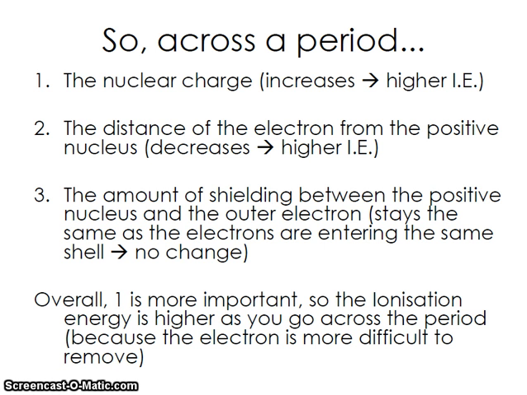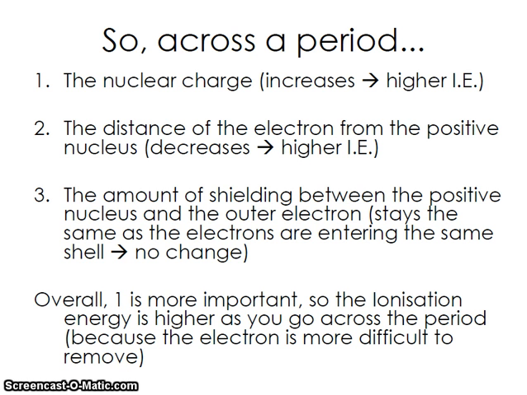Then lastly, the amount of shielding between the positive nucleus and the outer electron. In this case, as we go across a period, it's going to stay the same, as the electrons are entering the same shell, so there's no change in that. So we have one factor that doesn't affect it, and 2 that make a higher ionisation energy.